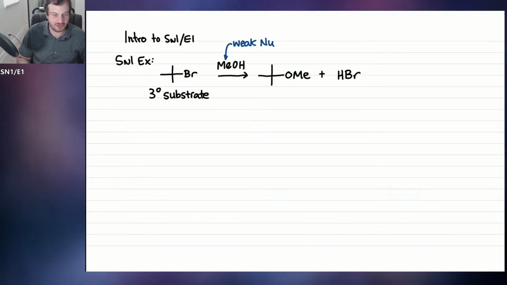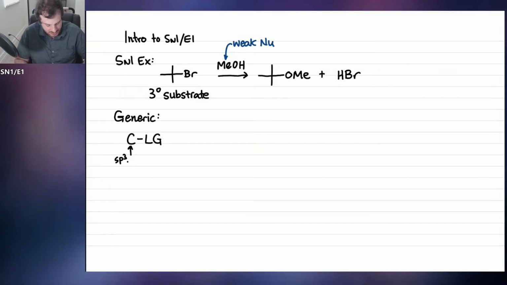Okay, let's take a look at a generic example of an SN1 reaction, just to make it as generic as possible. We have a carbon attached to a leaving group, and the carbon is sp3 hybridized, must be sp3 hybridized, just like all the other reactions we've seen so far. They don't work with sp2 or sp. It needs to be tertiary or secondary, generally speaking. No primary or methyl.